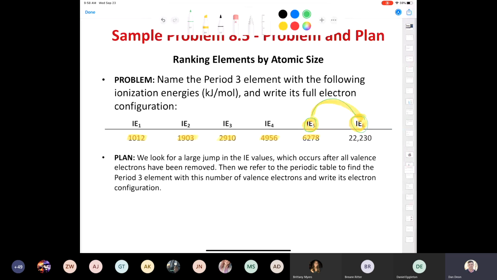Anyhow, you go from ionization energy 5 to ionization energy 6. You have this huge leap. Okay, so that tells you that this period 3 element has 5 valence electrons.